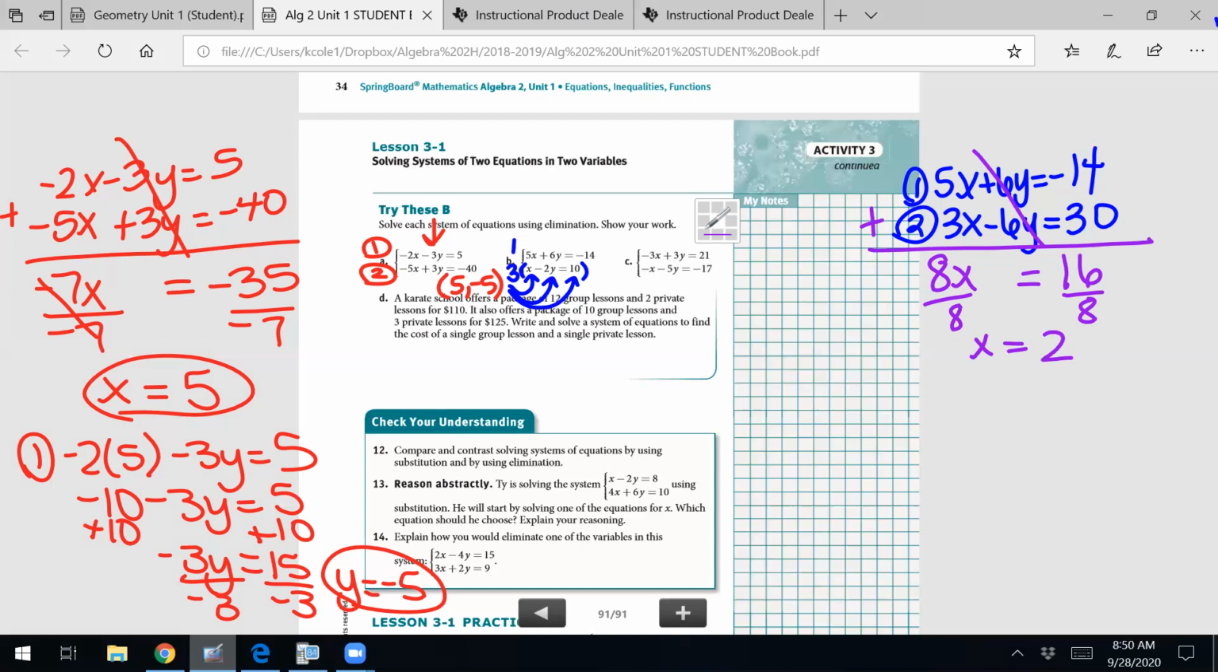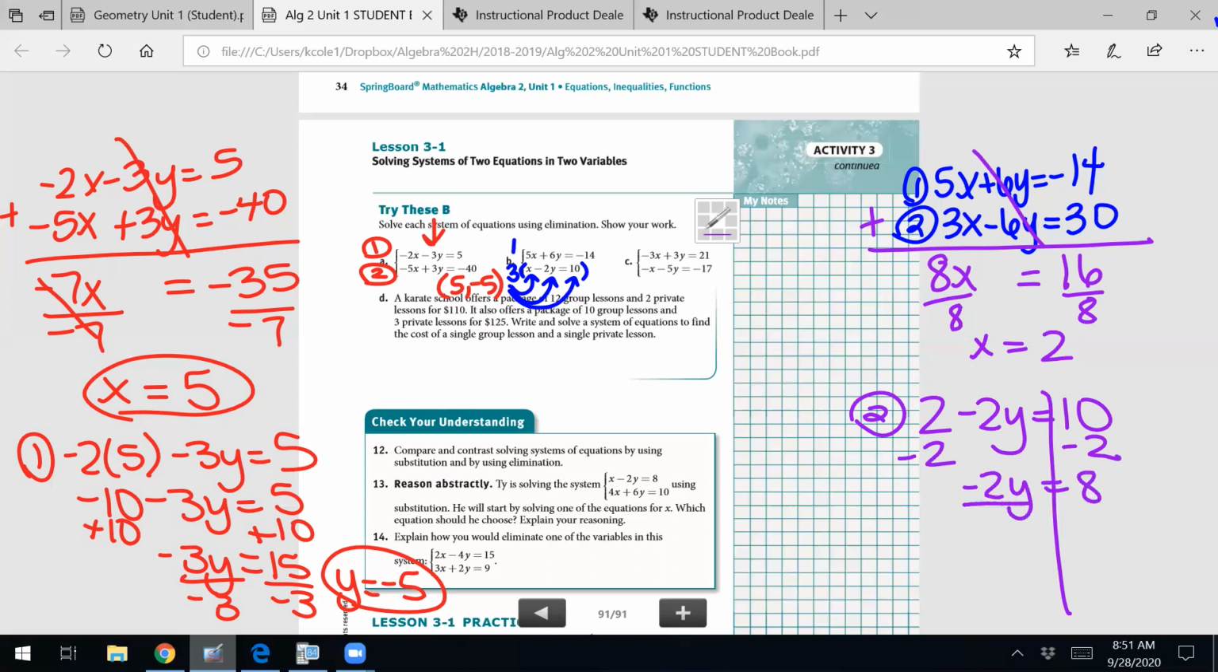Now we've got x. What do we do to get y? Which one do you want to plug into? The bottom one, go back to the original number 2. Okay, so we're going back to the original number 2. So that's just x, which now is 2, minus 2y equals 10. Then I'm solving. I'm going to subtract 2. Negative 2y equals 8. Divide by negative 2. y equals negative 4. So what's the solution? That's right, 2, negative 4.